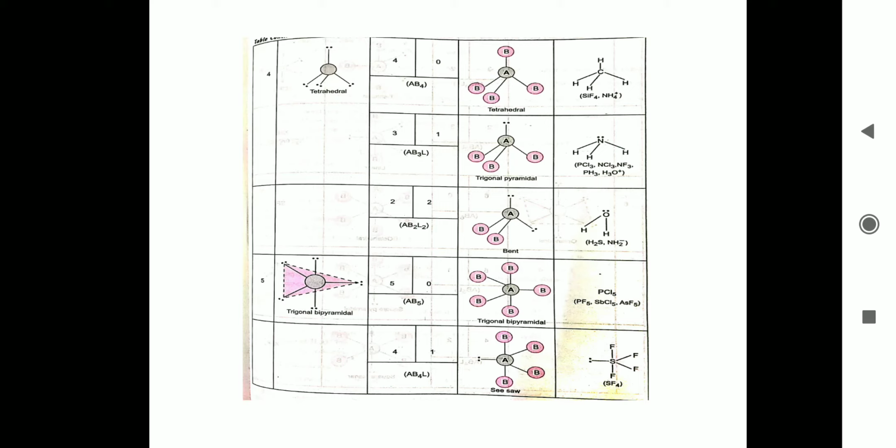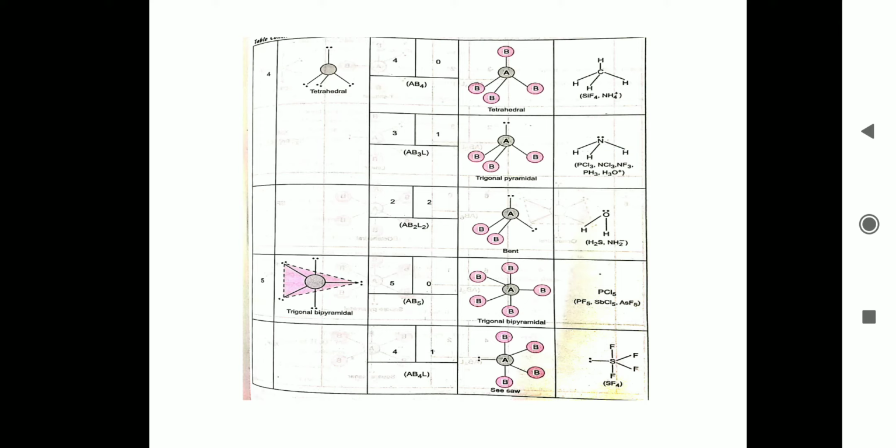Again, if in the case of 4 electron pairs there are 2 bond pairs and 2 lone pairs, then the shape will be bent, because 2 lone pairs and 2 bond pairs are present in the tetrahedral geometry, and thus the shape results in a bent shape. The examples are water, H2S, etc.